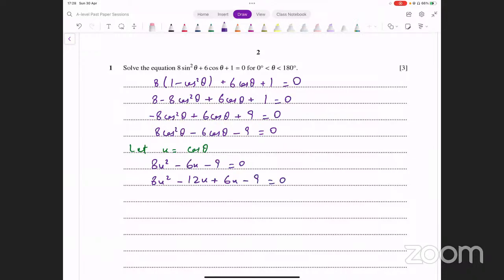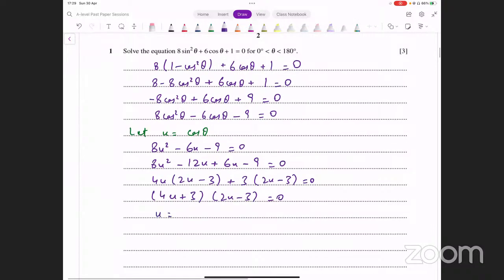Now we can factorize this. We get two factors from this. 4U minus, no, in fact, if we take 4U common from here, that leaves us with 2U minus 3 plus 3 into 2U minus 3. We get two factors, 4U plus 3 and 2U minus 3. These are the two factors that we have. This gives us either U equal to minus 3 over 4 or U equal to 3 over 2. These are the two results that we're getting from this.